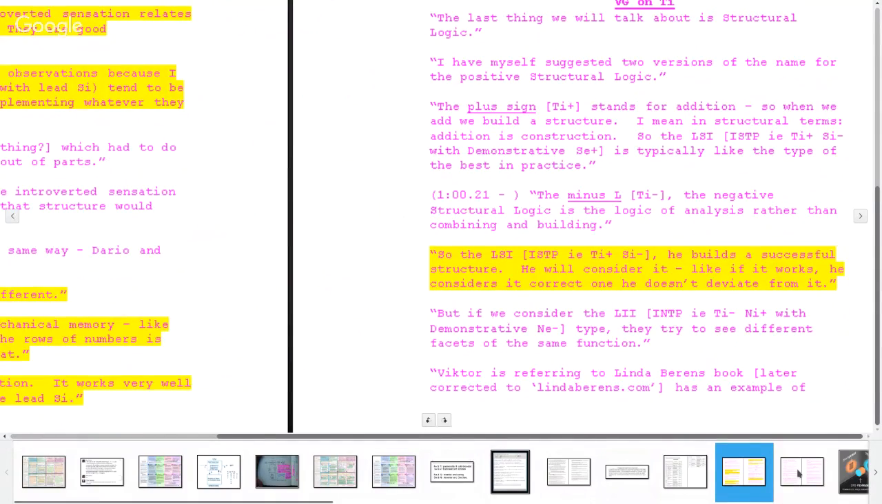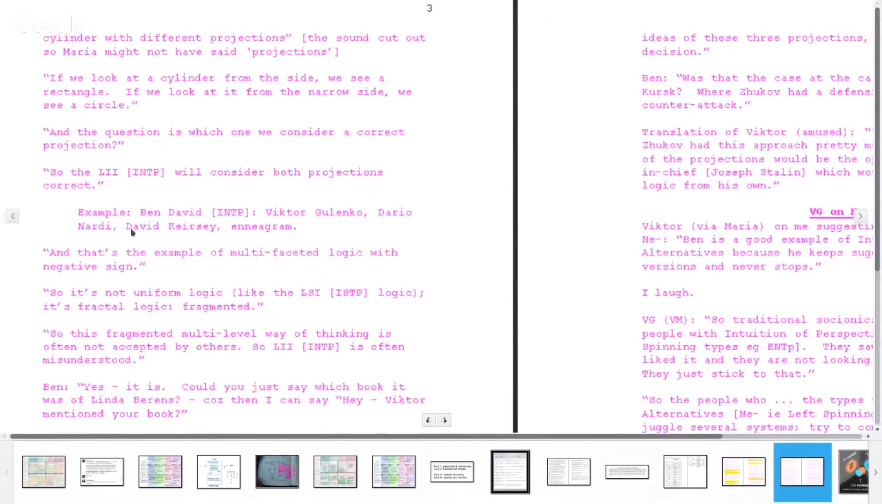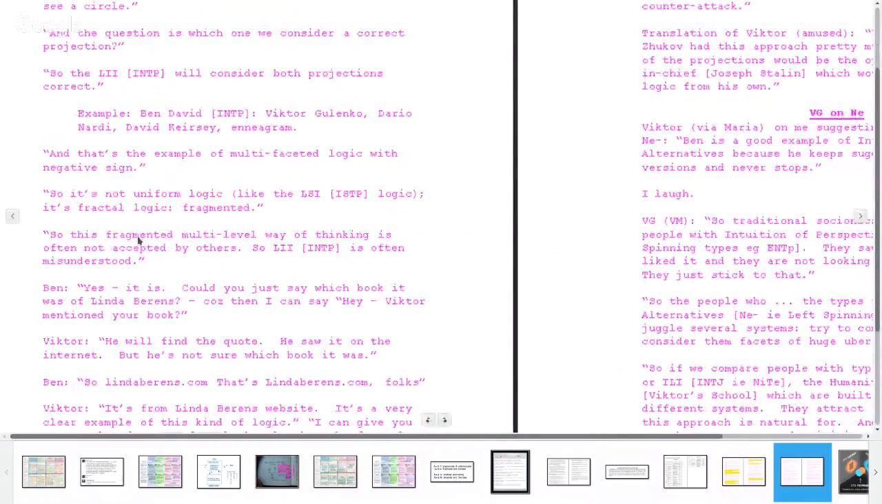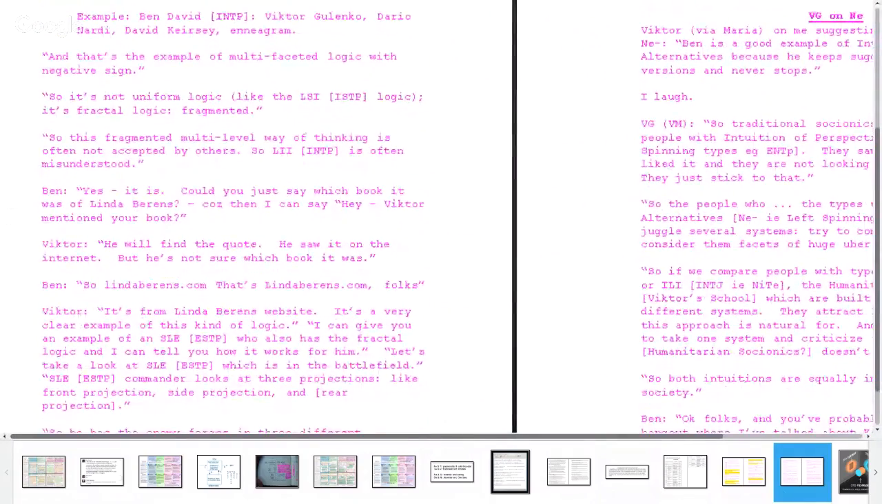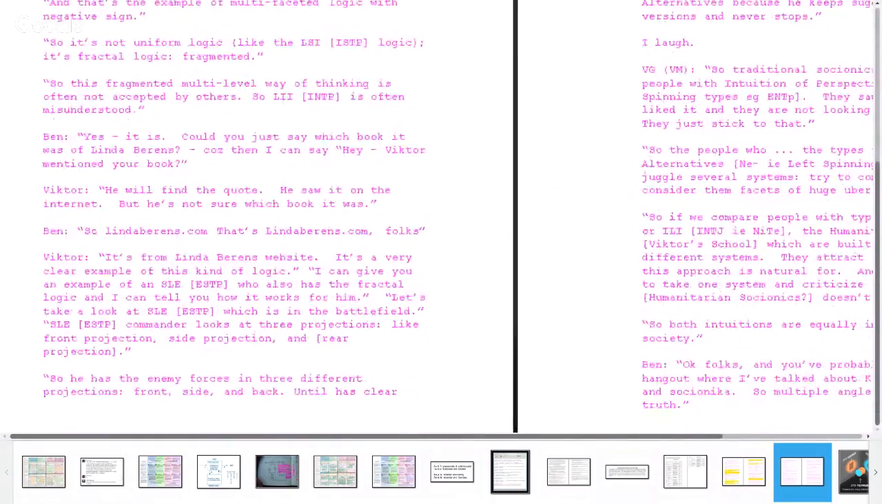Right, and then we go here. Right. Multifaceted logic with negative sign. Right. Oh, yes. This fragmented multi-level way of thinking is often not accepted by others. So LII is often misunderstood.